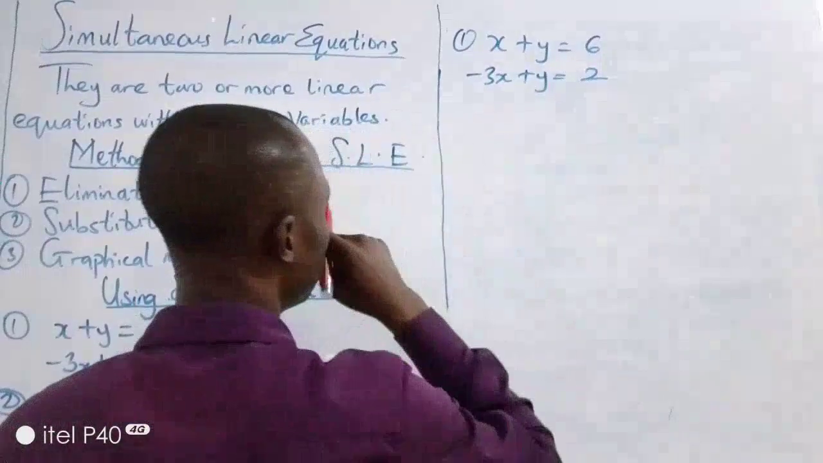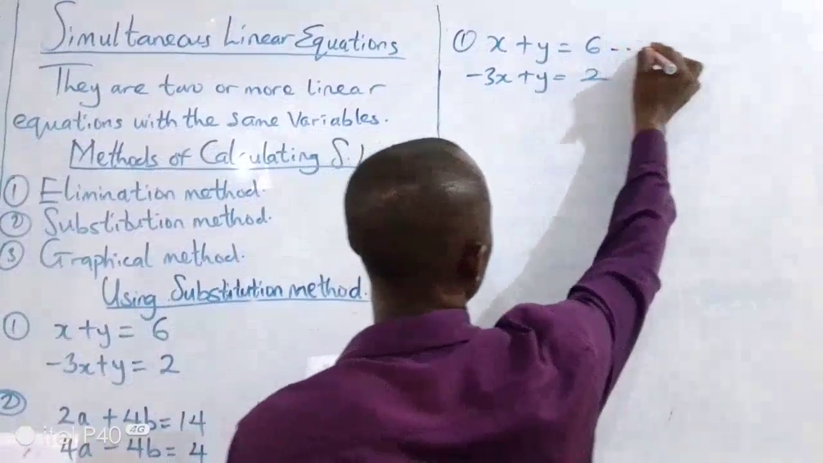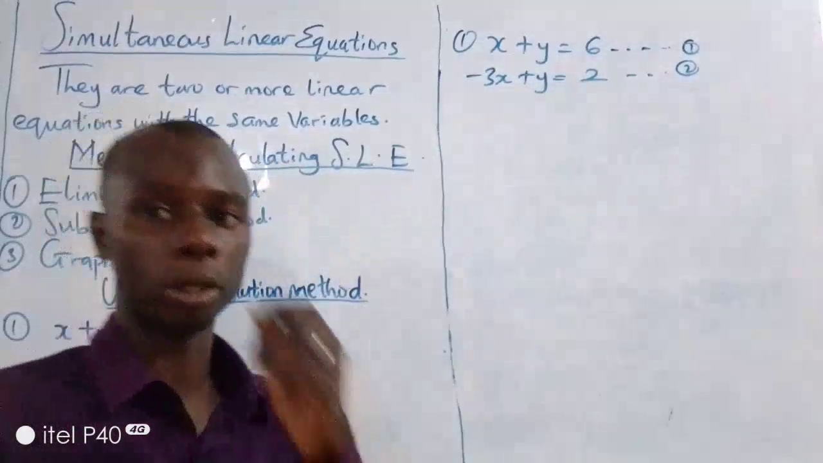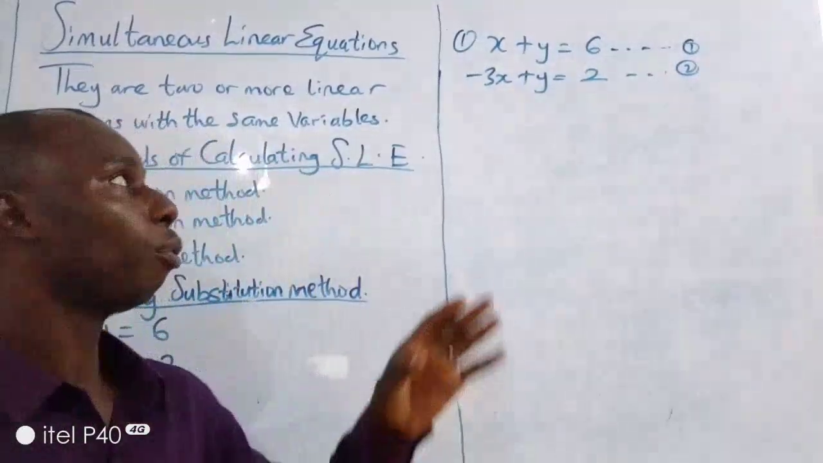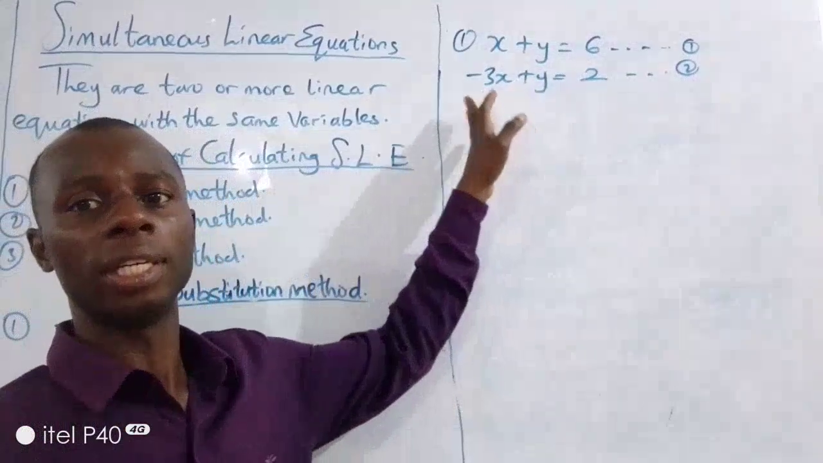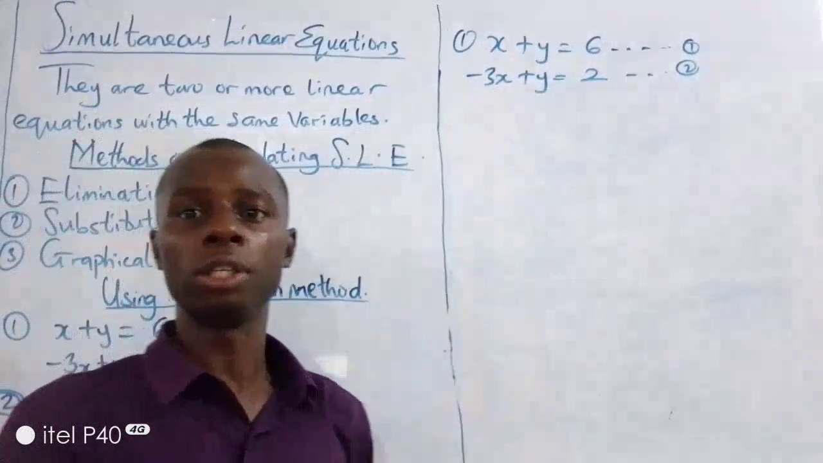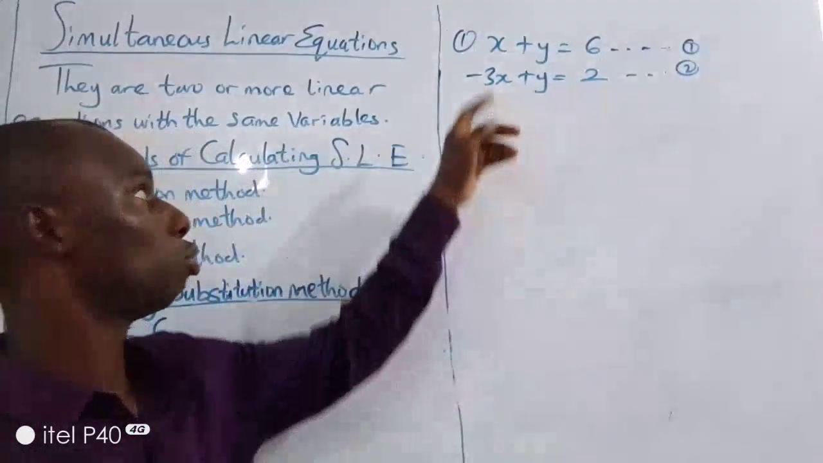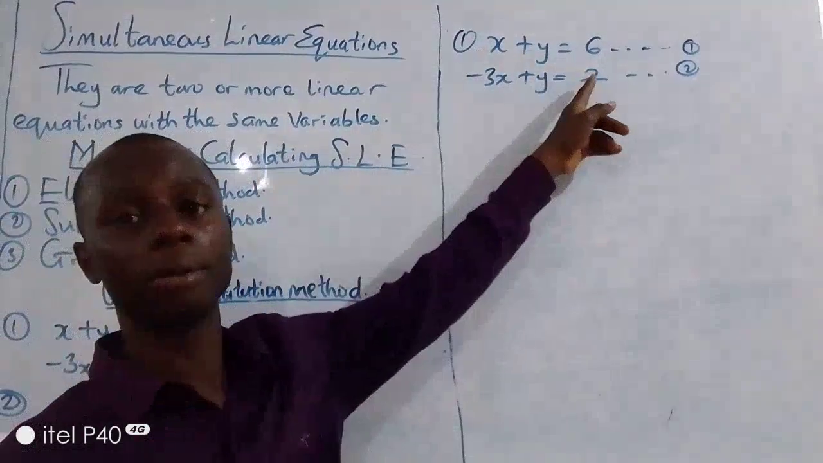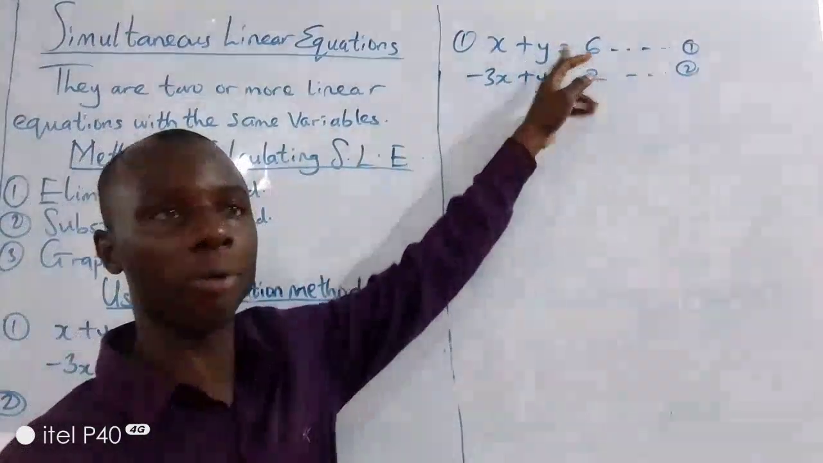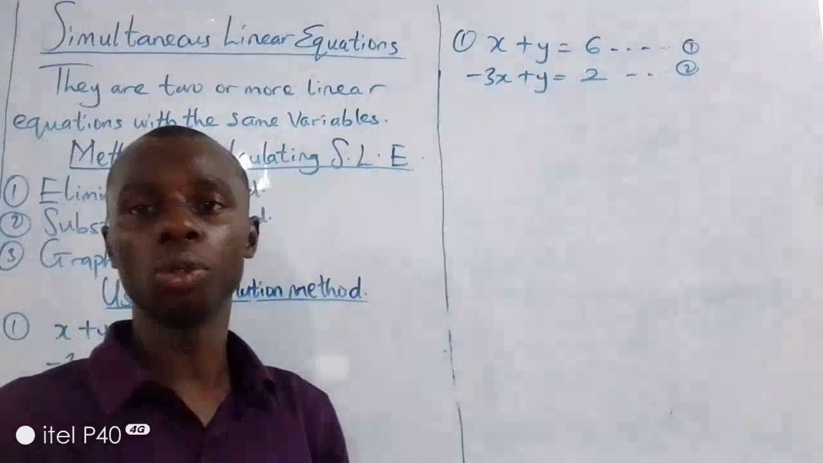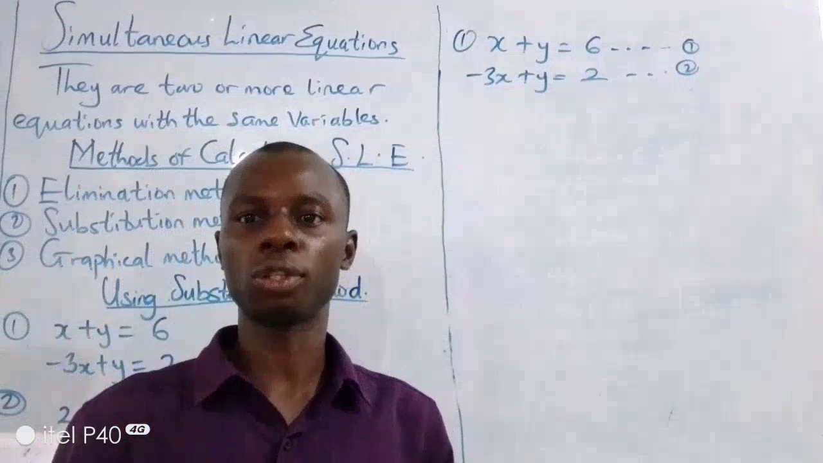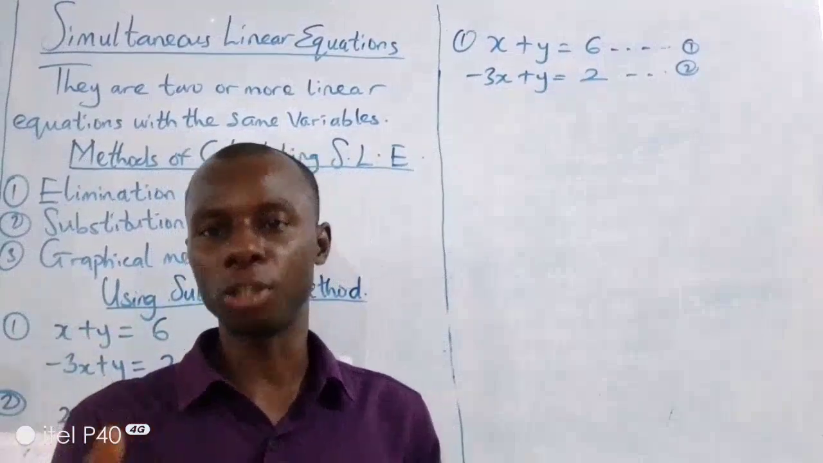So with this now, in order for us to use the substitution method, I'll call this one equation 1 and this one equation 2. The rule says that you have to make any of the variables in either equation 1 or equation 2 the subject of the formula. Take note, you make any of the variables. I can choose x or y, in equation 1 or in equation 2. What matters is that you pick one of the variables from any of the equations, make it the subject of the formula, and then you substitute.